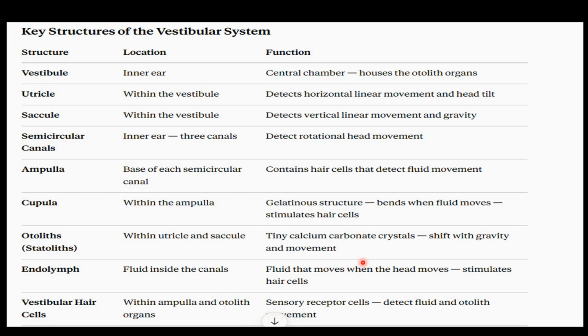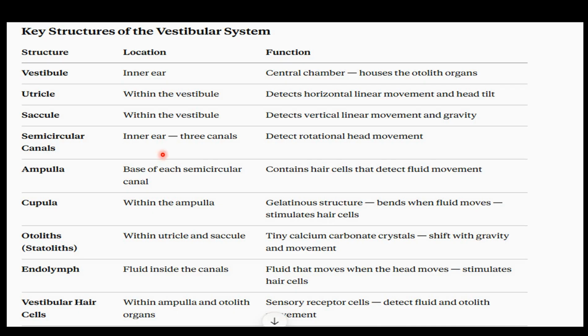Now we will talk about some of the key structures of the vestibular system to understand its location and functionality. Here you can see I have created a table with three columns: structure, location and function. In structure we have the vestibule, which is present in the inner ear. Its function is basically that it houses the otolith organ. Then we have the utricle within the vestibule, which detects horizontal linear movement and head tilt. Then we have the saccule within the vestibule, which detects vertical linear movement and gravity.